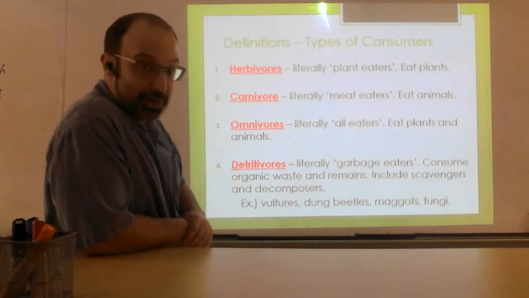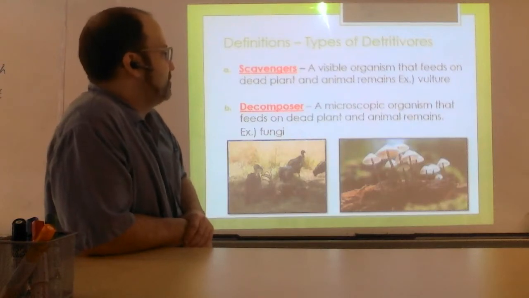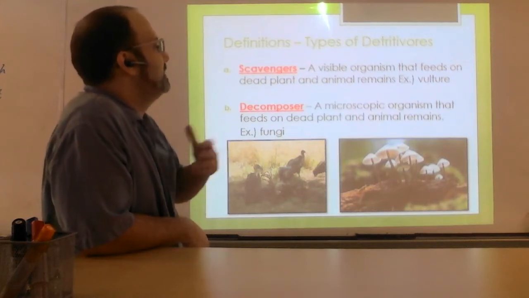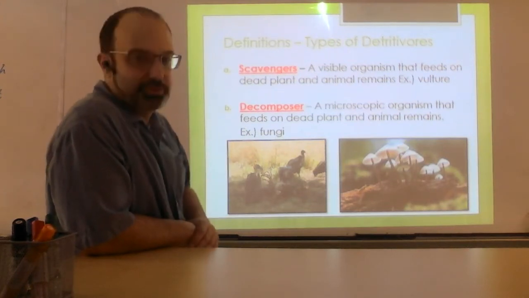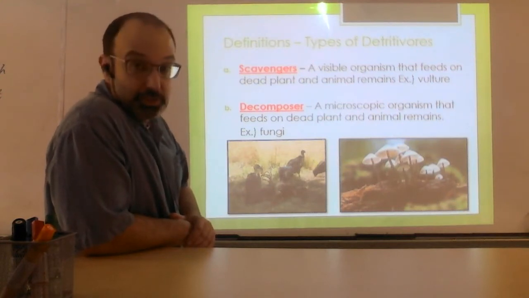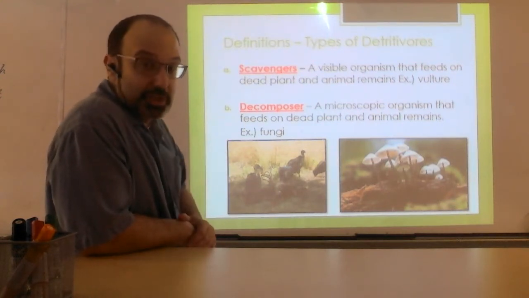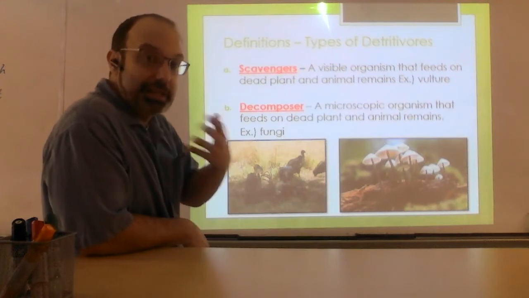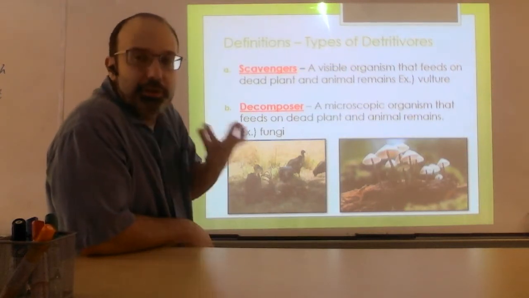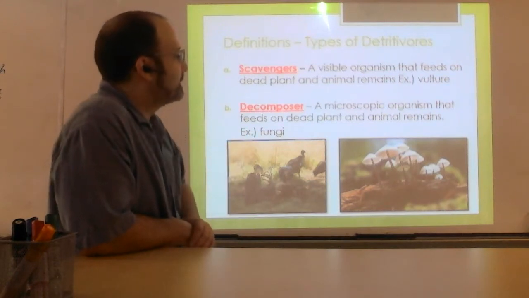Don't they sound great? There are two types of detritivores: scavengers and decomposers. Scavengers are sort of a visible organism that feeds on dead plant and animal remains, like a vulture. So this is a group of vultures here, and they are large enough that you can see them. We call them scavengers because they primarily go after already dead animals and plants, well, in this case animals, but they're another animal that we can observe.